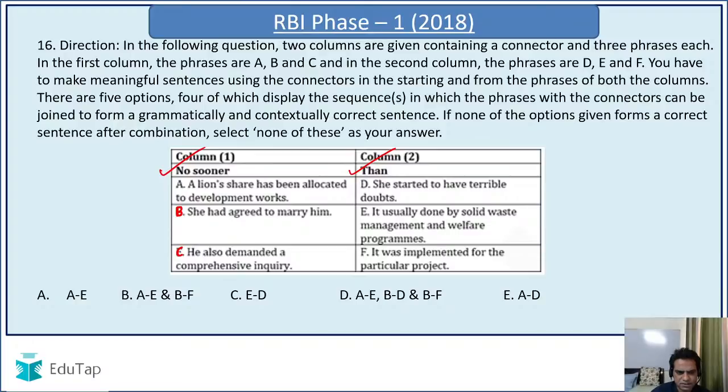I don't think that C can be connected with E. I think due to the misprint, the correct option should be B connected with D, guys. That's what I feel. No sooner had she agreed to marry him, than she started to have terrible doubts कि अभी उसने उससे शादी करने के लिए वो राजी हुई ही थी कि तभी उसको अपने डिसीजन पे क्या होने लगा, शक होने लगा. So B should be connected with D.